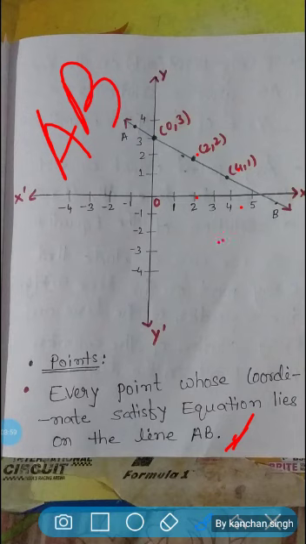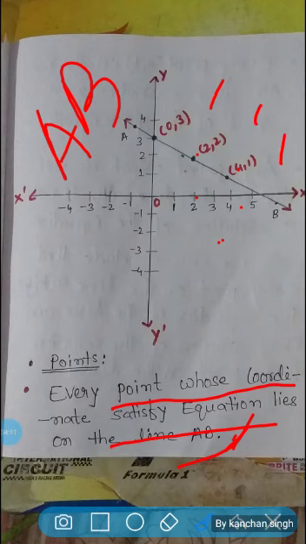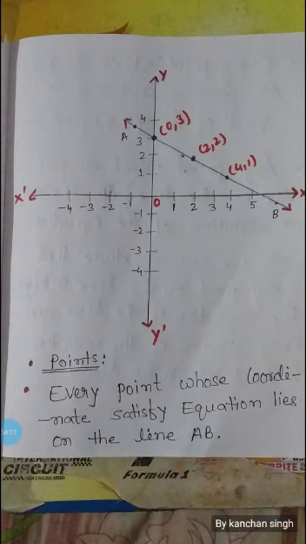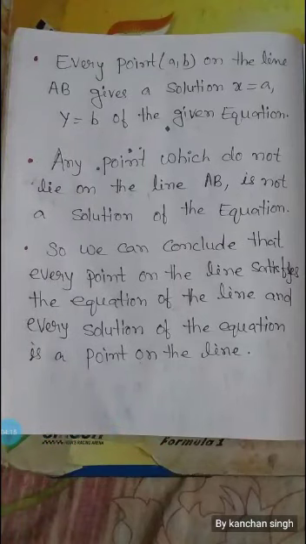So for this question we can say that every point whose coordinates satisfy the equation lies on the line AB. Here we are seeing that (0, 3), (2, 2) and (4, 1) lie on a what? A straight line. Is that okay? Now see the other important point. This you have to remember.